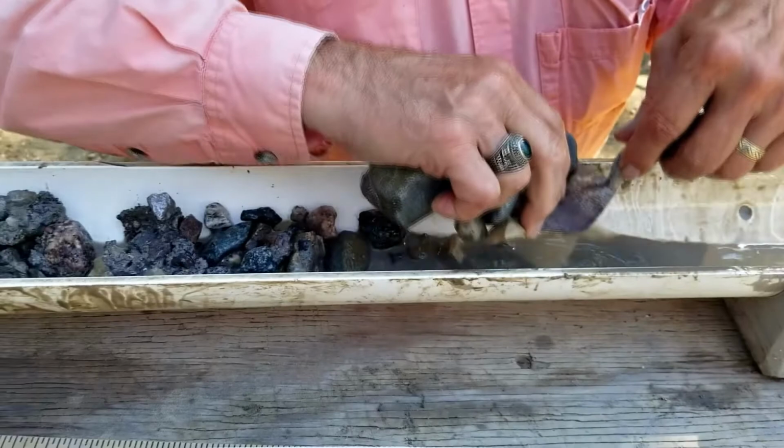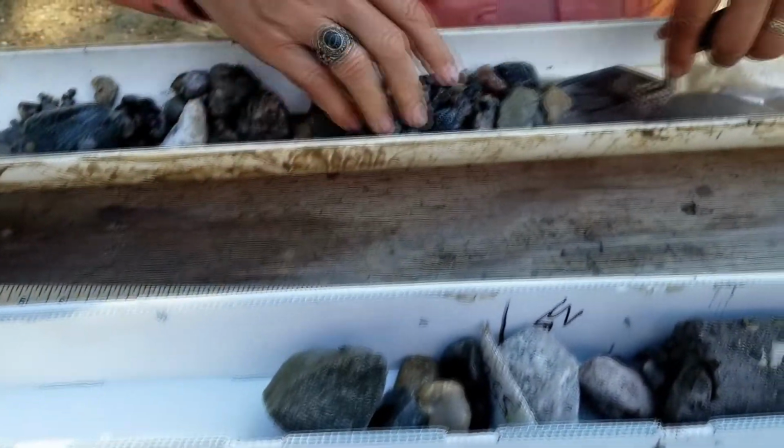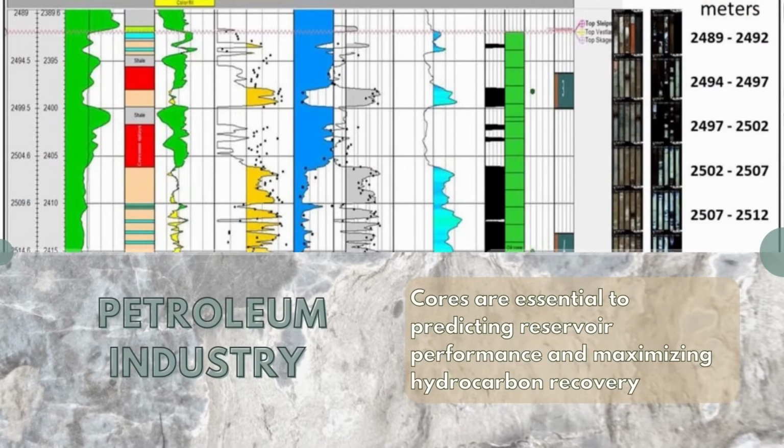As the core is removed from the assembly, it is laid out and then scribed with depth markings and orientation lines. Cores are commonly used in the petroleum industry. Analysis of cores can provide direct evidence of the presence, quantity, distribution, and deliverability of hydrocarbons.